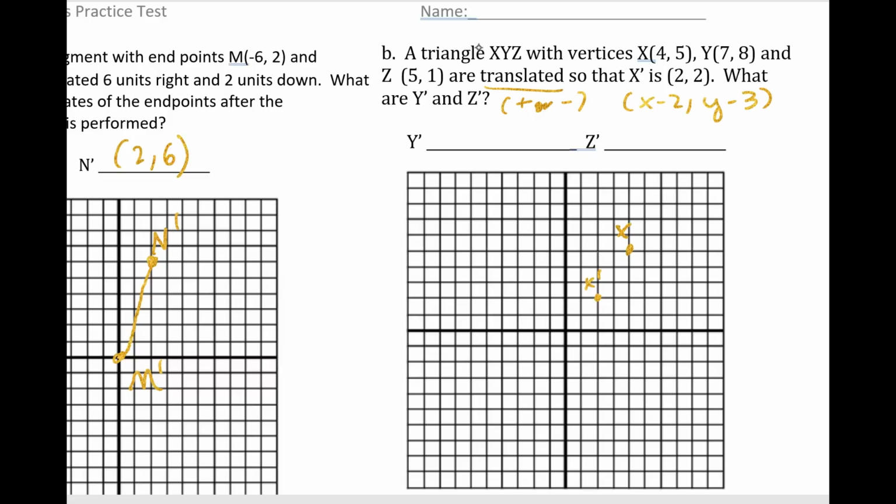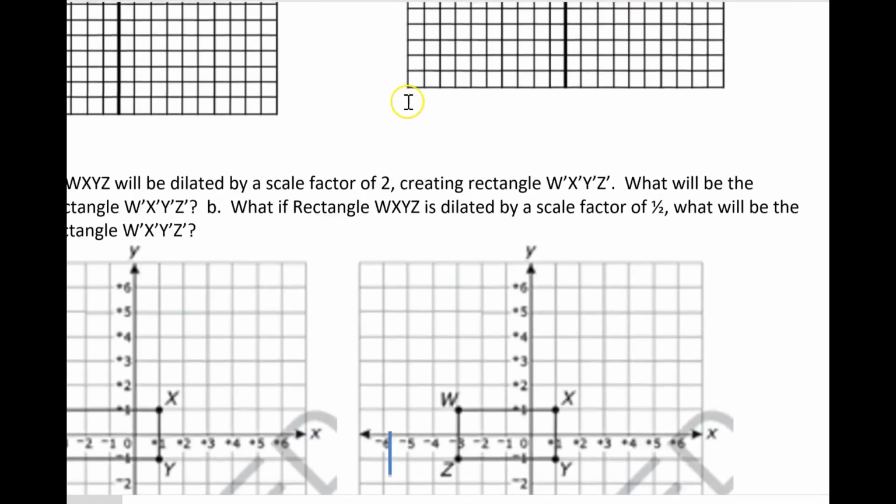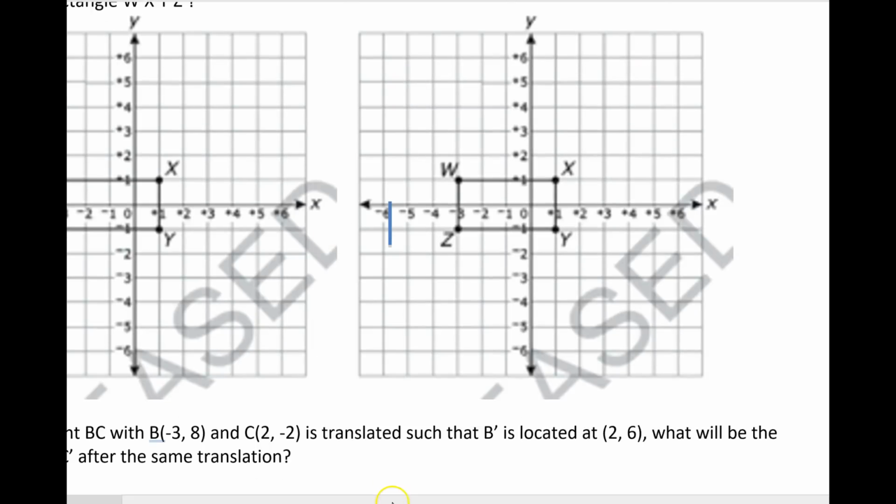All right, so Y prime. What am I doing? Take 2 away from 7, I'm left with 5. Take 3 away from 8, I'm left with 5. All right, Z prime. I take 2 away from 5, I'm left with 3. Take 3 away from 1, I'm left with negative 2. You're going to graph that. Do that with your life.